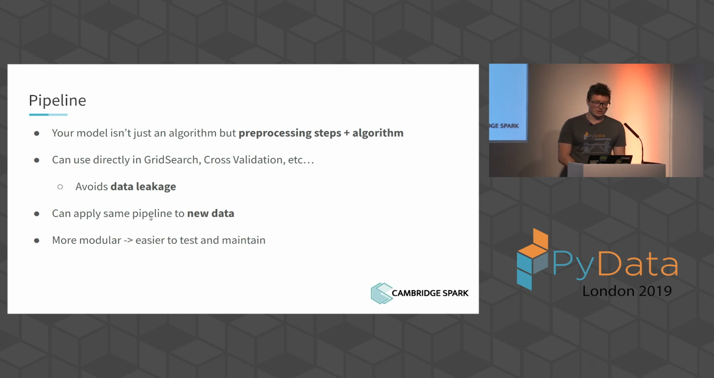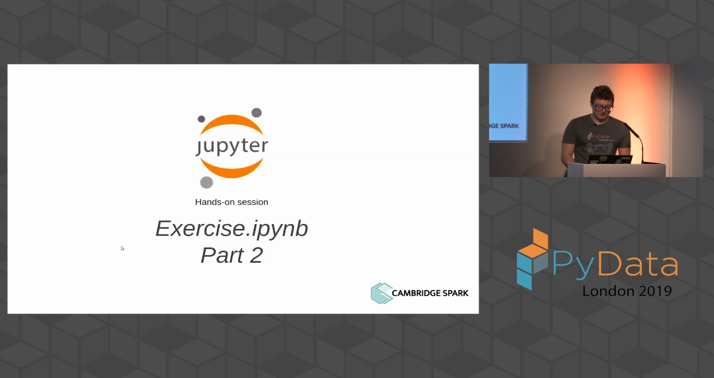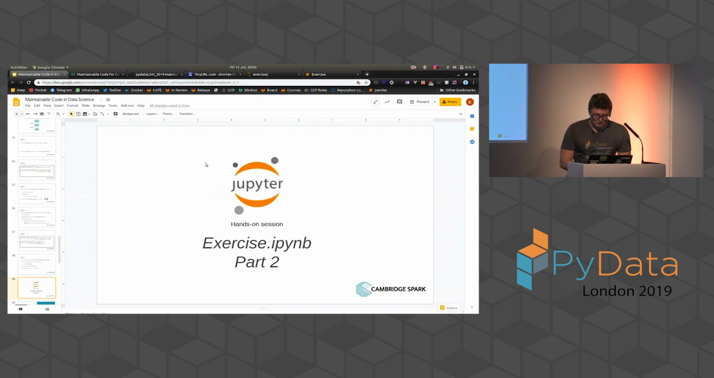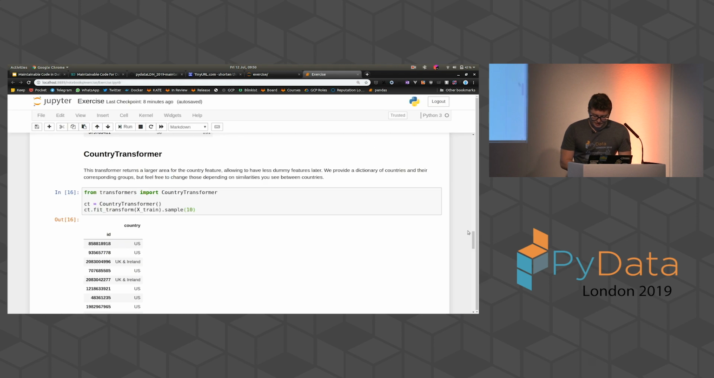Once you've managed to train it, it's just a matter of calling .predict, and it will go through all the pre-processing steps plus the predictive part. And finally, it's more modular, so it will be much easier to test and maintain. So we've got an exercise for this as well, which should be fairly short.